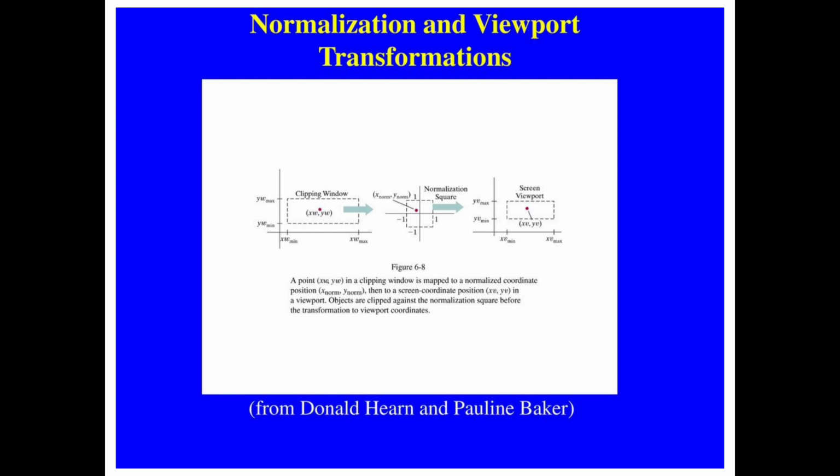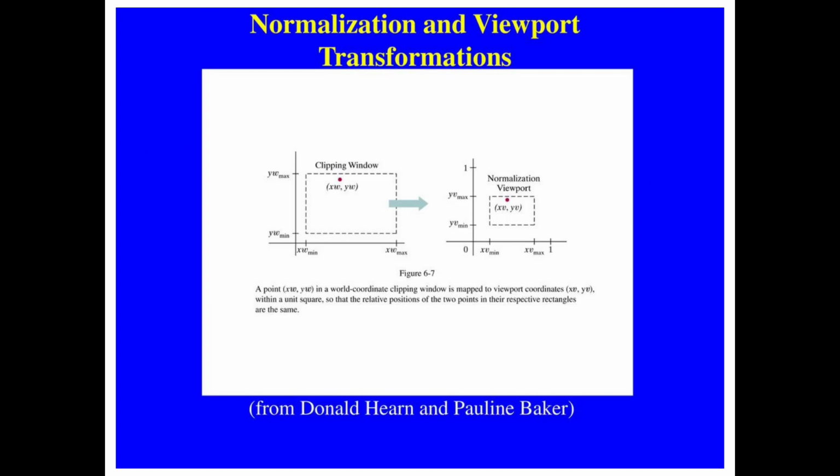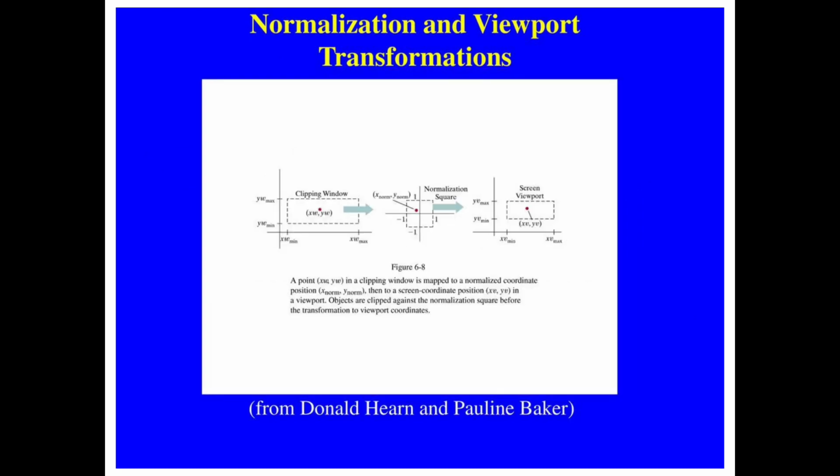The normalization and viewport transformation: the clipping window is mapped to the normalization square and then to the screen viewport. A point xw and yw in the clipping window is mapped to a normalized coordinate position xnorm and ynorm, then to the screen coordinate position xv and yv in a viewport. So objects are clipped against the normalization square before the transformation to viewport coordinates.